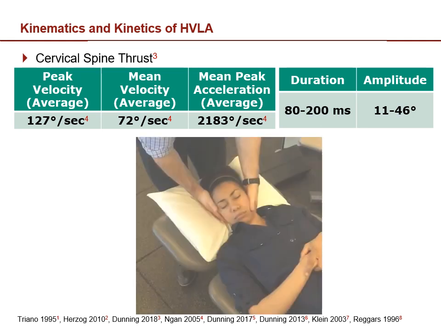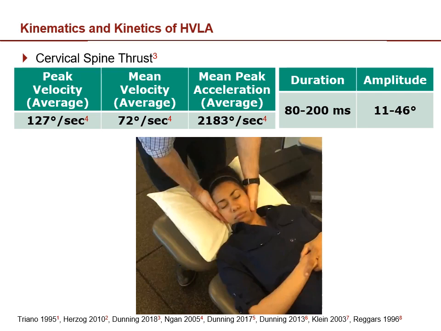Okay, so when we're looking at peak velocities, we can see that there's 127 degrees per second. The mean velocity is about 72 degrees per second for the cervical spine, and the mean peak acceleration is essentially how quickly it speeds up, by far the most, with over 2,000 degrees per second. The duration is going to be 80 to 200 milliseconds, and the amplitude, again, is going to be between 11 and 46 degrees. What it looks like in live time is this.